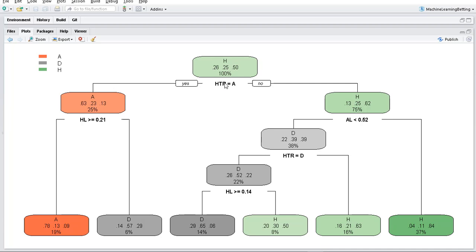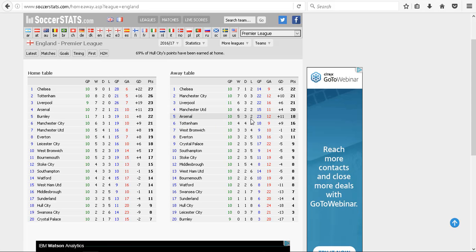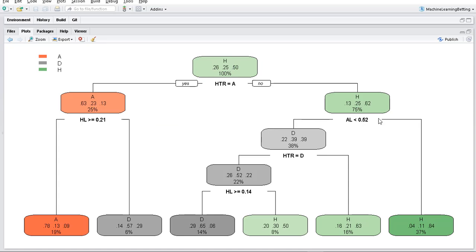So say Arsenal don't take the lead at halftime, then we go to the right. Next question. Does the away team lose less than 52% of the time? Well, Arsenal away, Arsenal lose 20%. So we go left. Arsenal don't tend to lose away. If there were another team who did tend to lose away, like say Burnley, then we would have gone down the right, and we would then expect Swansea to win. But since it's Arsenal, we go to the left.